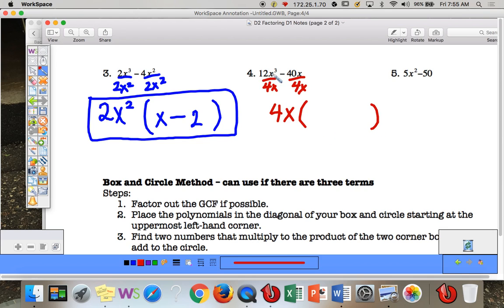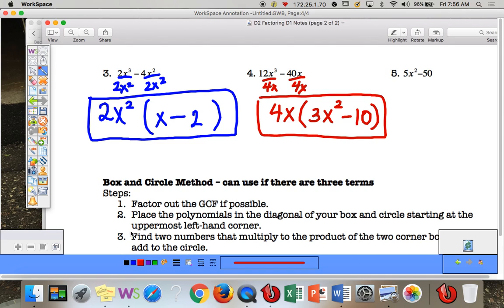We'll get 12x cubed divided by 4x: 12 divided by 4 is 3. If you have 3 x's on top and 1 on the bottom, when you cancel, you have 2 left on the top. The minus, 40 divided by 4 is 10, and x divided by x is 1. So here's our answer. And the last one, 5 and 50, we can divide each by 5.